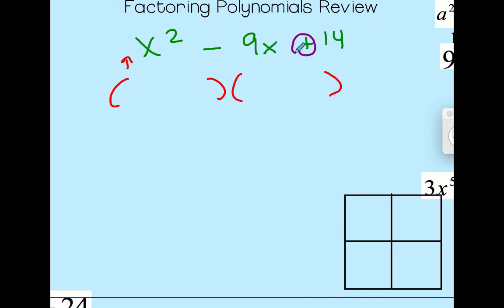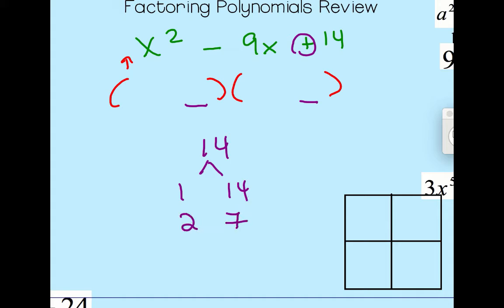Because this is a plus sign, I need this number and this number right here to multiply to positive 14. That means they both have to be positive or they both have to be negative, but they need to multiply to 14. So let's look at our pairs that multiply to 14. I could have 1 times 14, or I could have 2 times 7.